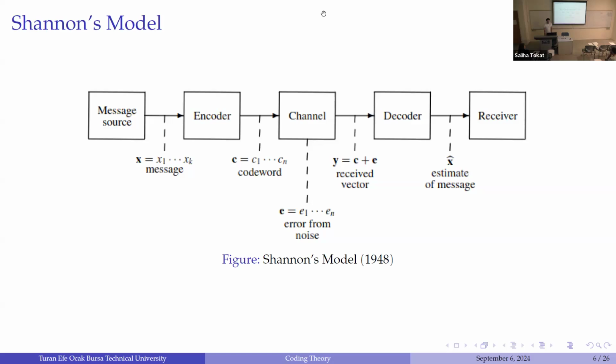Now here's Shannon's model. Shannon is a mathematician who started coding theory in 1948. Here's the model. We have a message, and we try to find errors and correct errors. And this model is about it.